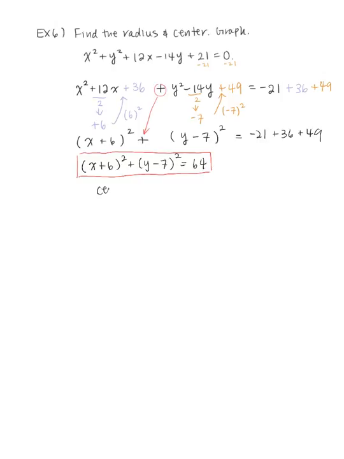So let's go. Ready? The center is h comma k, so this will be negative 6 comma 7. And the radius is the square root of 64, which is 8. So let me box that. So here is our center and radius. Now I think we are ready to graph.